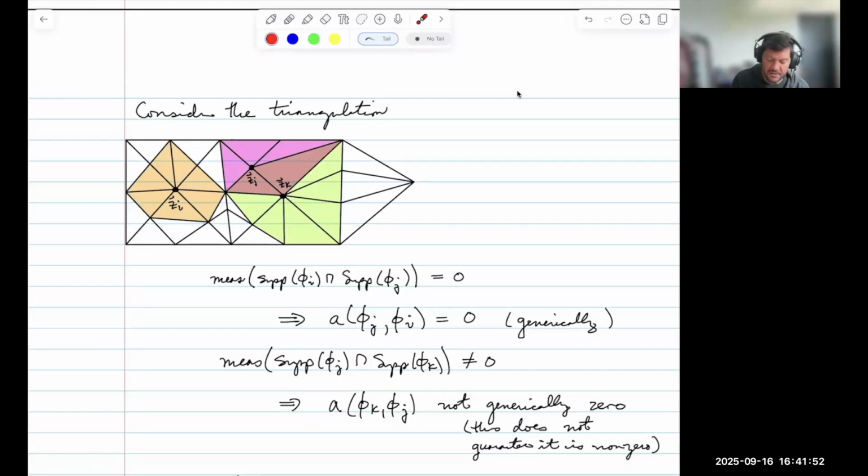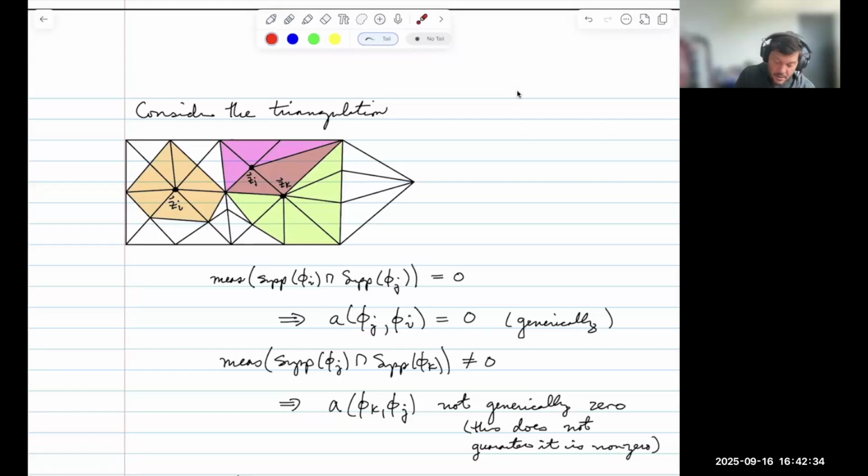This bird's eye analysis is useful for determining when aij is going to be generically 0 or generically non-zero. So let's look at the case where we have i and j. Is aij going to be generically 0 or generically non-zero? Well, it's going to be generically 0. There's phi j, there's phi I. And why is it generically 0? Their supports don't overlap at all.